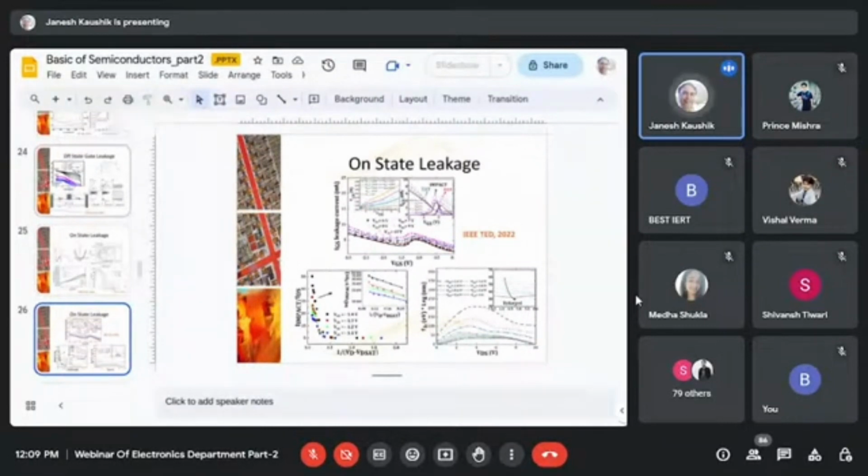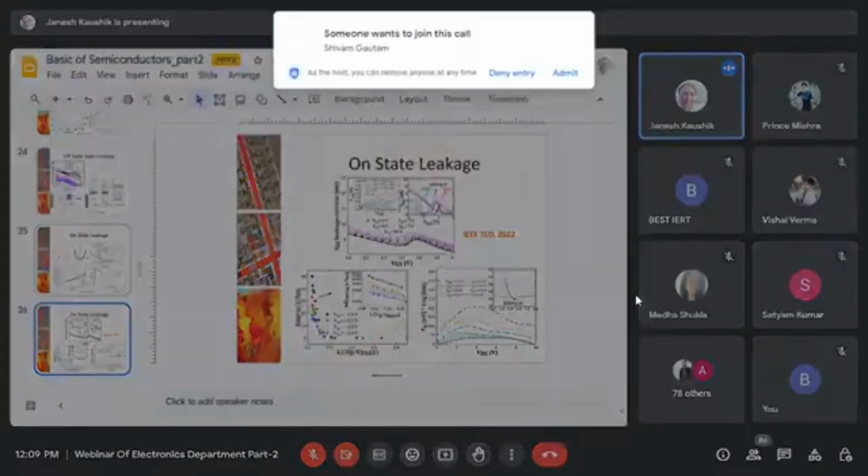And that model was developed and presented in 2022, only last year, and that completely explained how leakage current is behaving in the on state as well as the off state, and how drain current is changing with the drain voltage as well as gate voltage.